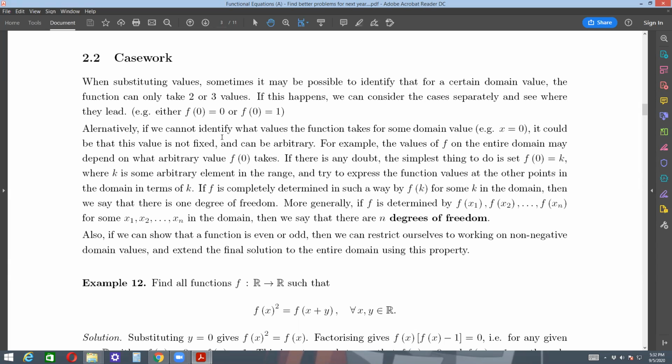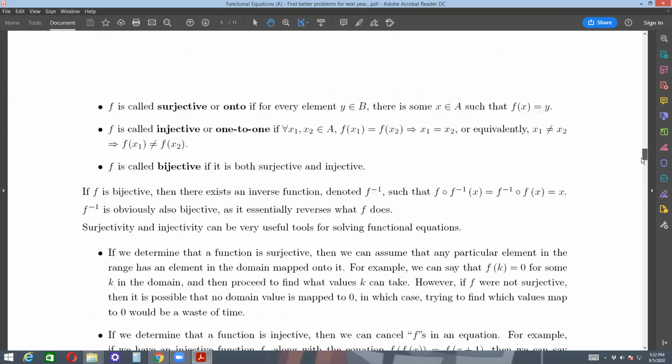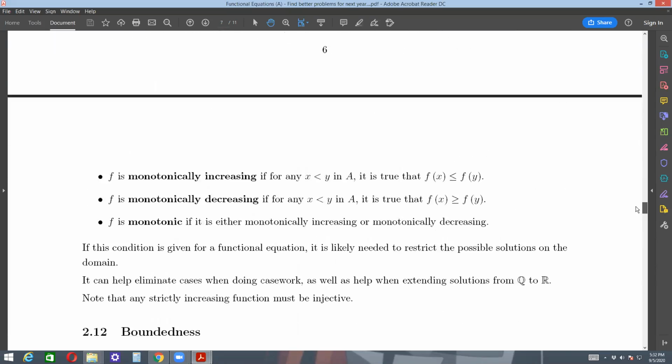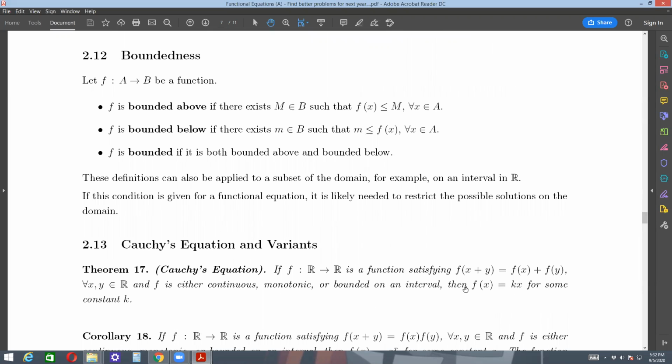Now, another way you can do it is to sometimes you might be able to identify that if we can't identify what values the function takes for some domain value, it could be that this value is not fixed, right? So let me briefly come all the way down here and show you what I mean by that. Okay, that's too far. We'll look at this in a little bit, but this is called Cauchy's equation.